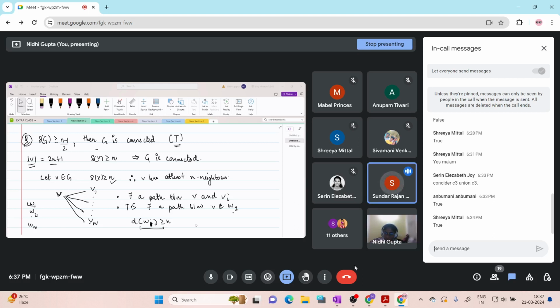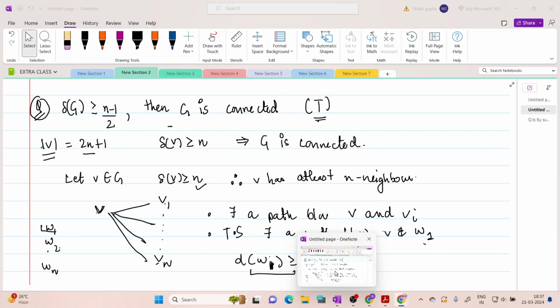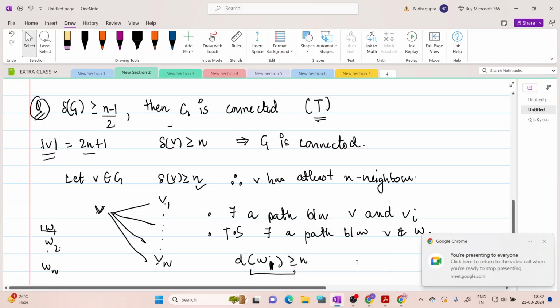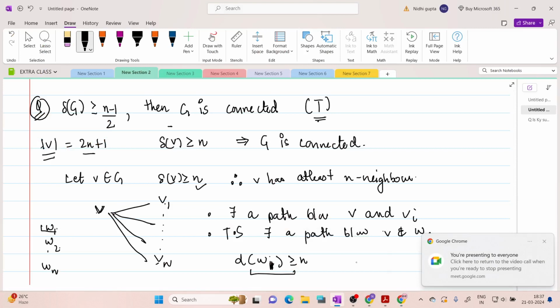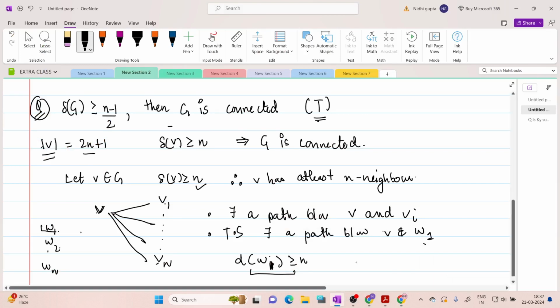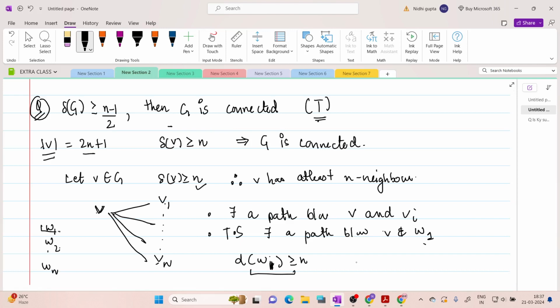If W1 has any neighbors among the Vi, there will be a path. Yes, you are right. So if we can show that W1 has one of the Vi as a neighbor, then we have a path. That is, we can go from W1 to Vi, then to V. So now, do we have that W1 has to be a neighbor of one of these Vi?